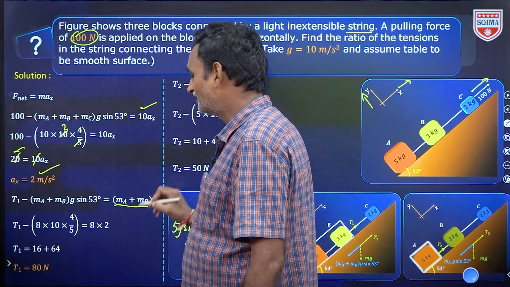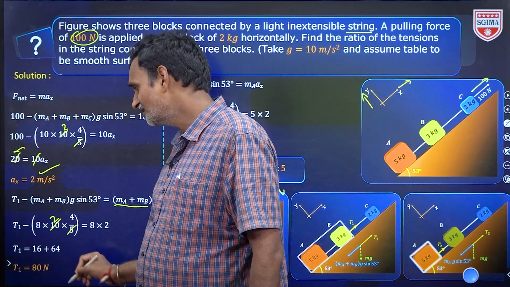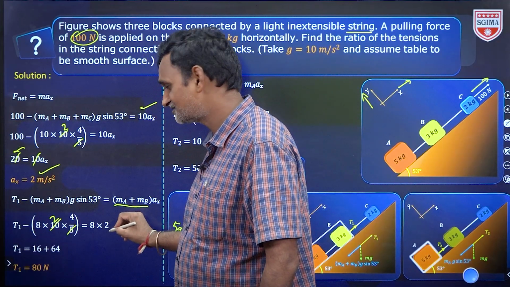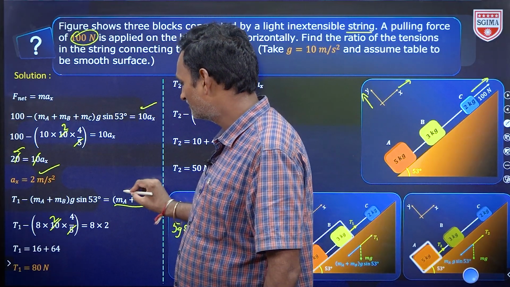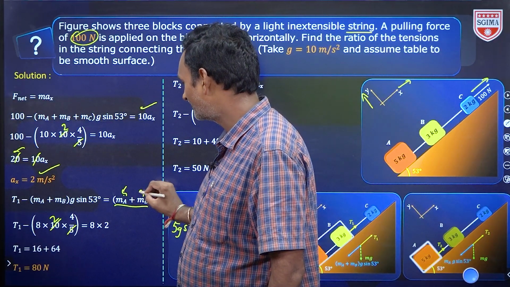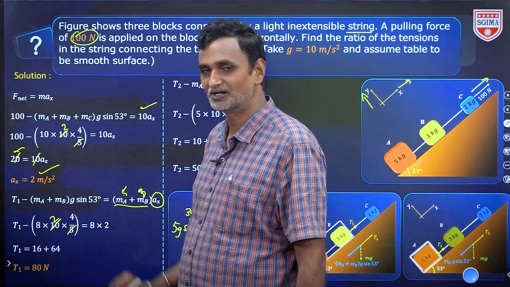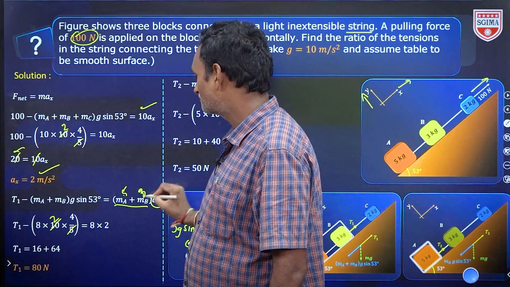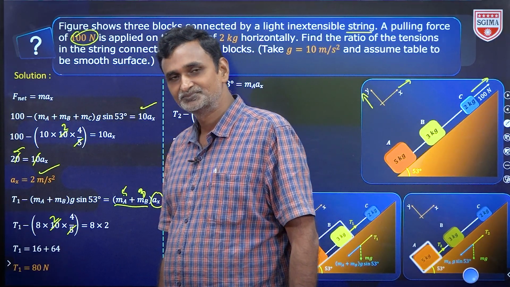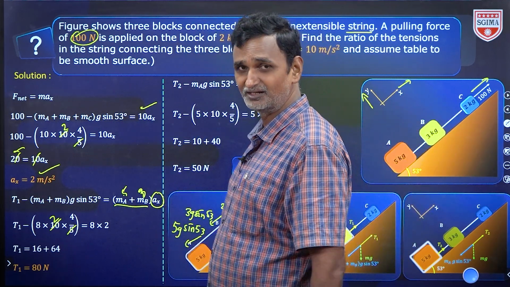So MA plus MB into AX, and here 5 1s are 5, 2s are 10. Here how much? 2 4s are 8, 8 8s are 64. 64 shifting to the right side becomes plus. But here what? 5 plus 3. This is 5 kg, this is 3. 5 plus 3 kg is 8. 8 into 2, because acceleration we already got, 2 meter per second square. 8 2s are 16. So 16 plus 64 comes to 80 newtons. The string connected between the 3 kg and 2 kg, the value will be 80 newtons.